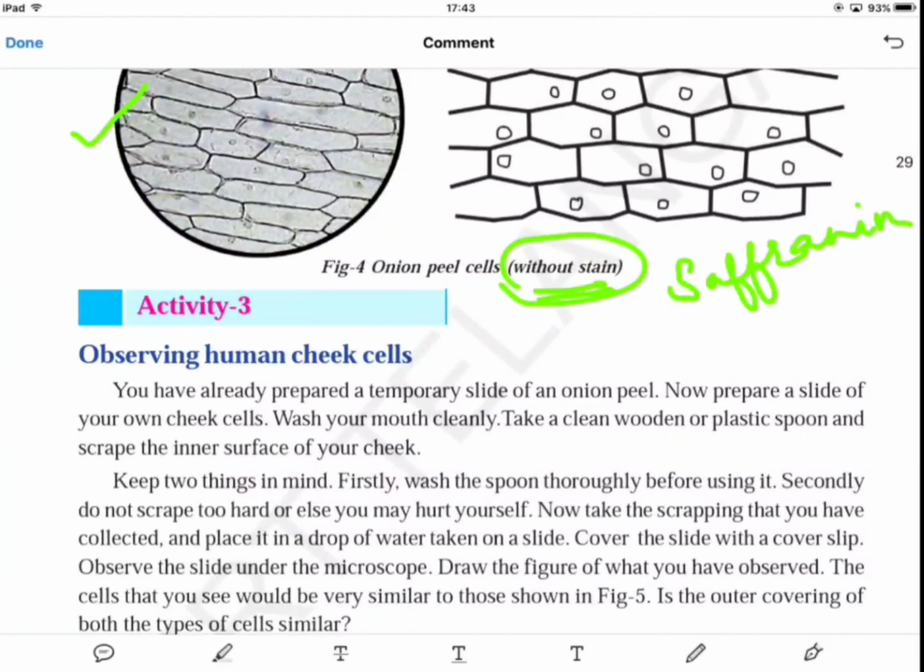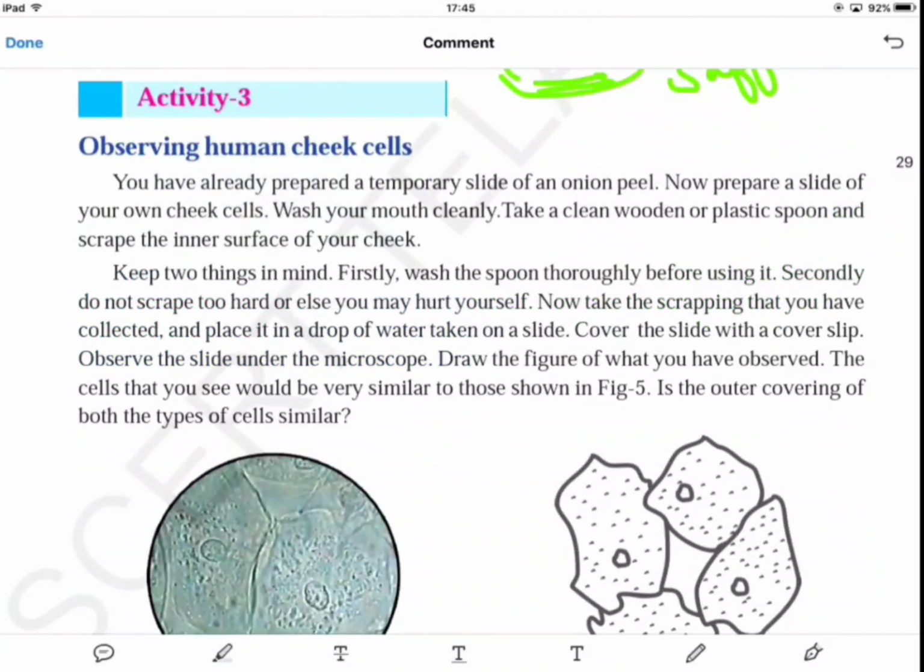We said, let us try with human cheek cells. Can we observe the same? Sometimes we observe a white thin layer in our hands when we brush in the early mornings. So here we are supposed to observe that only. In order to take that out from our mouth, we have to use a toothpick or a wooden or plastic spoon very carefully, without hurting yourself.